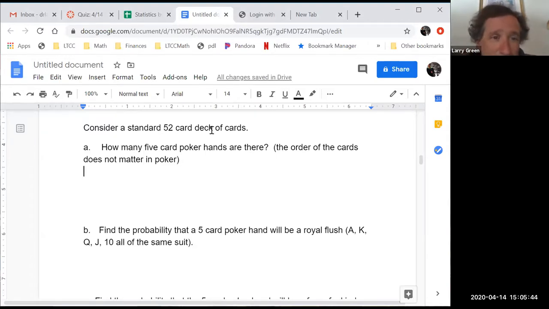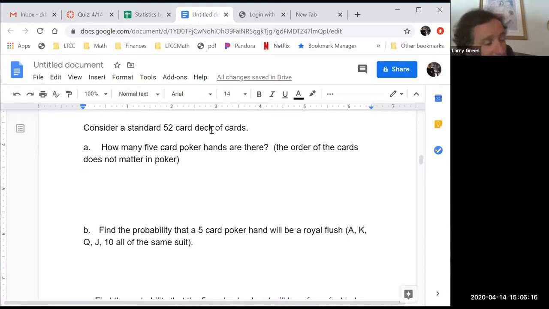So let's suppose we have a 52 card deck of cards. There's a standard deck of cards right here. And the order of the cards does not matter in poker. In other words, if you have an ace, 2, 3, 4, 5 of hearts, that's the same thing as having a 5, 4, 3, 2, ace of hearts. They mean the same thing in poker. If you don't know poker, I'm telling you, that's true.